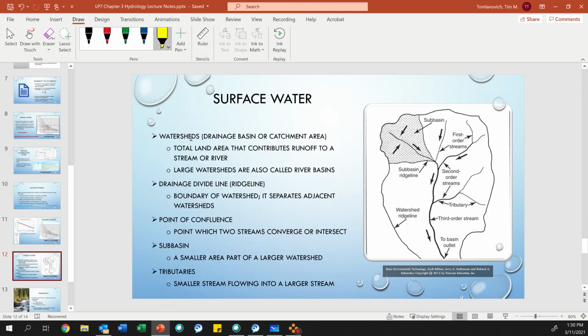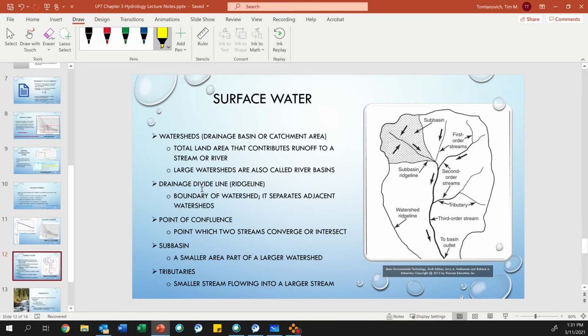So continuing on, surface water. Let's talk about surface water. Watersheds, drainage basin, or catchment area. Okay, terminology: the total land area that contributes runoff to a stream or river. Large watersheds are also called river basins.